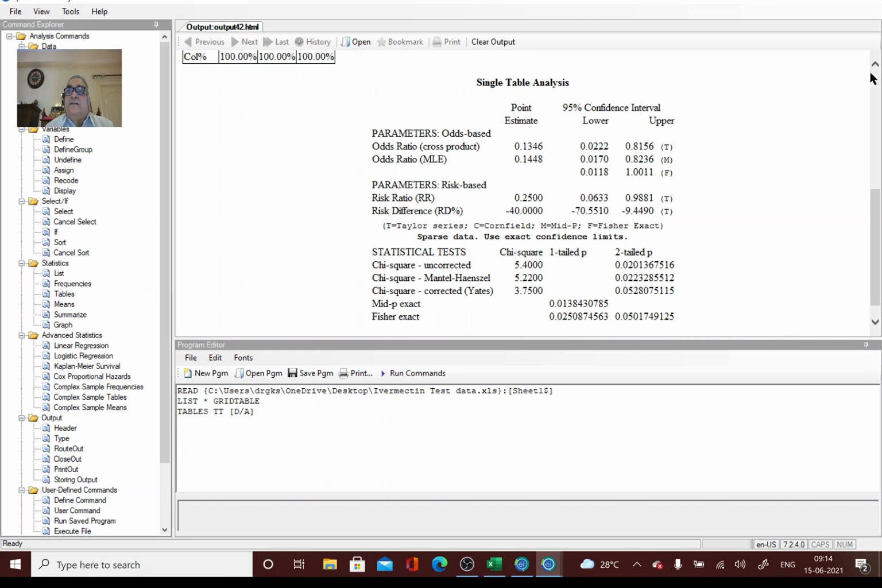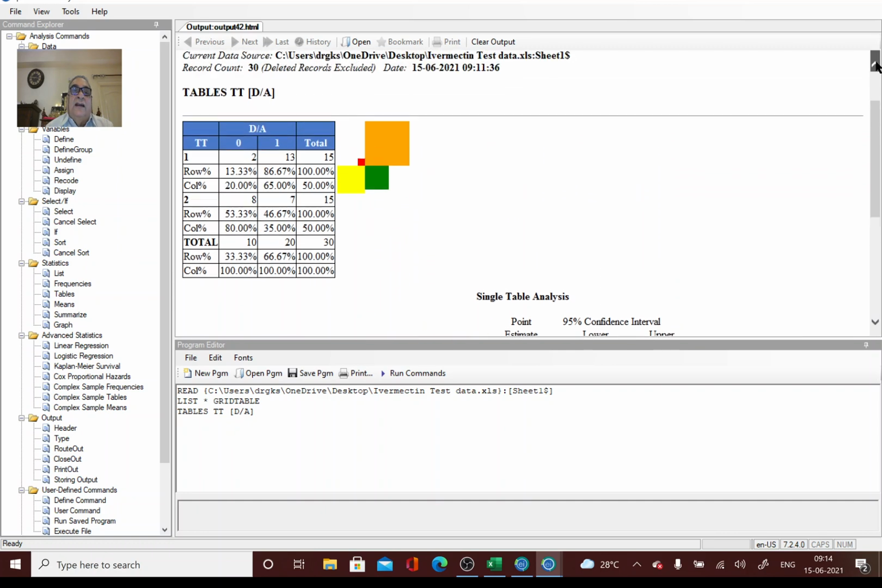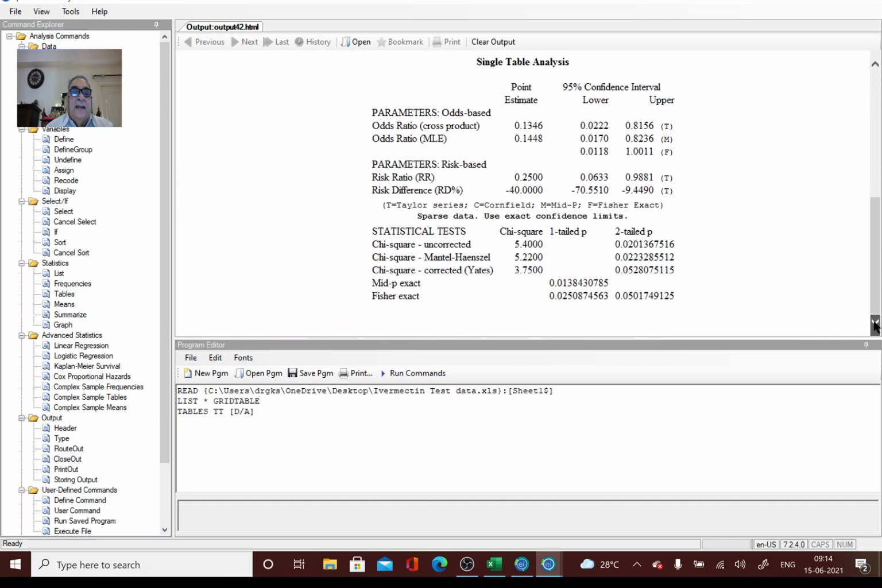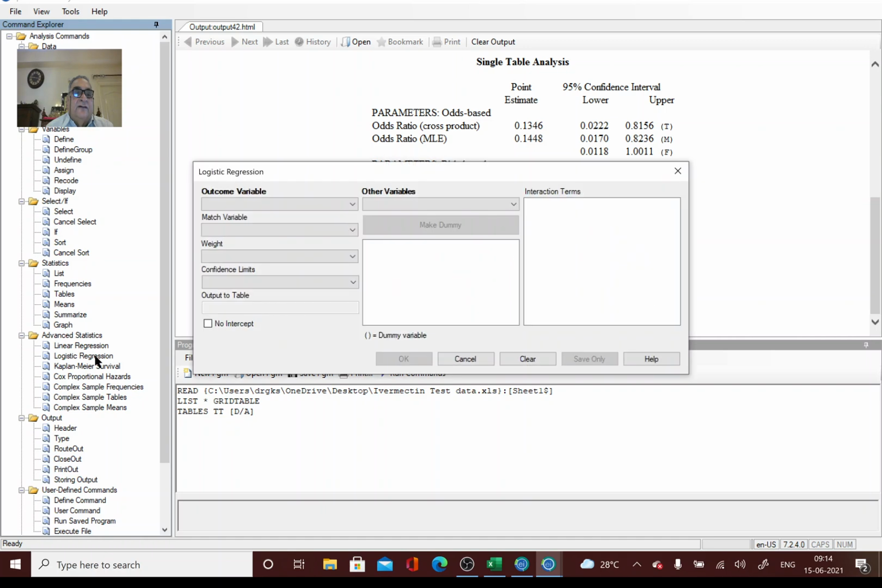But you would notice that in this table we have not dealt with confounders. So these are crude odds ratios. Alright. Now we'll teach you how to deal with confounders, known confounders, the data of those confounders which we have.